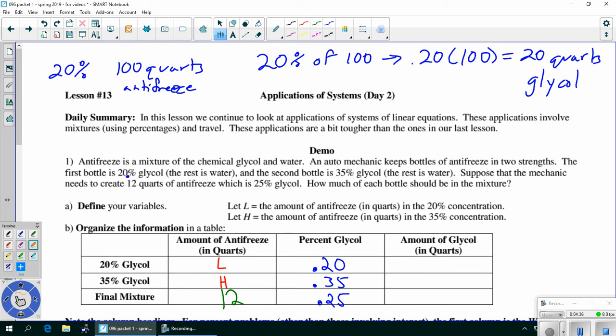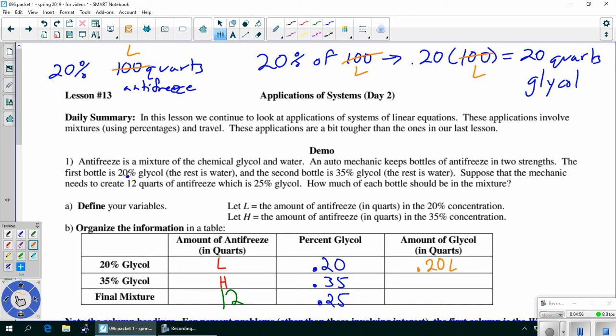But the 100 is a number that I just made up, and really the number of quarts of antifreeze in the 20% mixture is called L. And so it's really 20% of L, and it's really 0.20 times L. And so that's what we put in this last column here, 0.20 L.